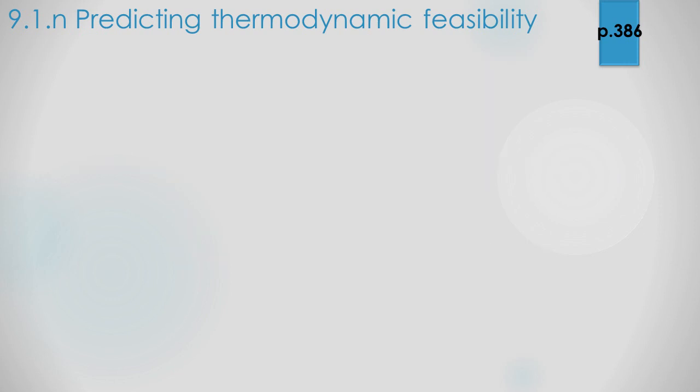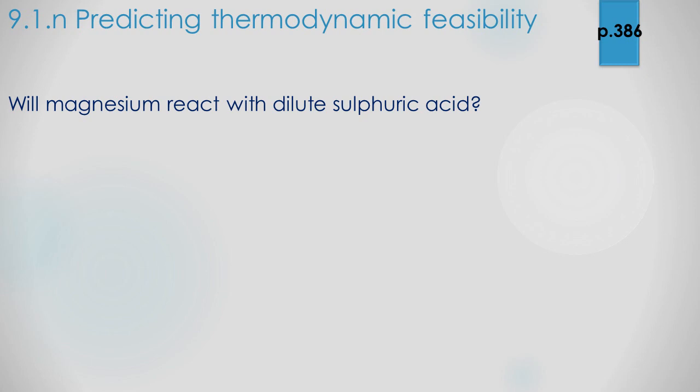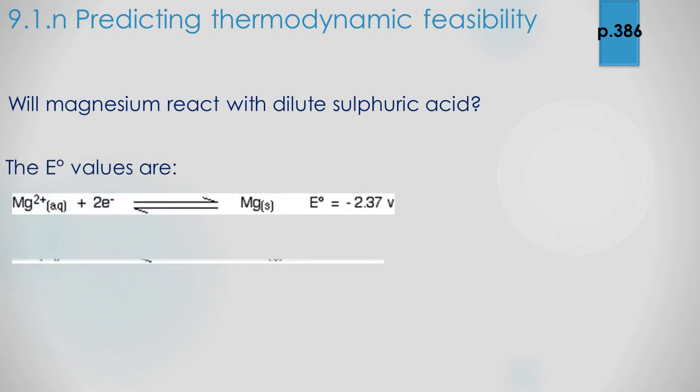Another example in predicting thermodynamic feasibility. Will magnesium react with dilute sulfuric acid? The E0 values are given below. The Mg2+ + 2 electrons giving Mg half cell has an E0 of minus 2.37, and the H+/H2 redox couple has an E0 of 0 because this is the standard electrode. So therefore, the E0 of the Mg2+/Mg is more negative. The equilibrium lies furthest to the left. So therefore, Mg can be easily oxidized.